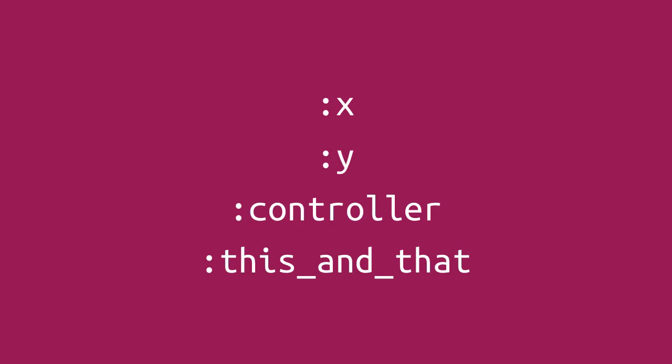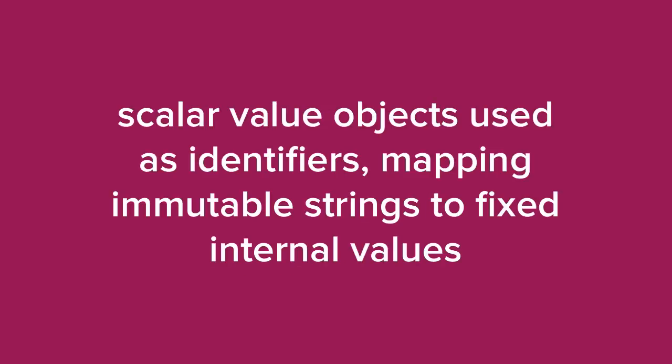I have to actually give you a good answer, and that is that in Ruby, they are scalar value objects that are used as identifiers. They map immutable strings to fixed internal values. That all kind of sounds a bit like BS, really, doesn't it? Let's go to someone perhaps a little bit more wise than me.